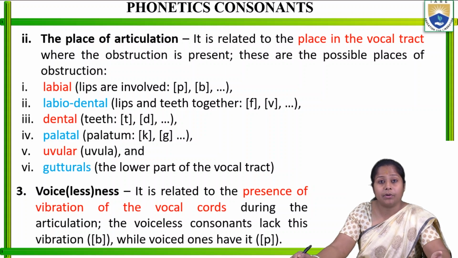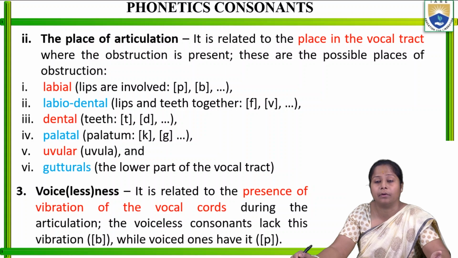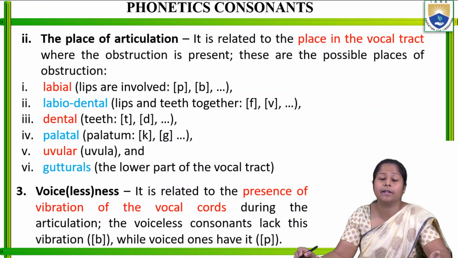Second is labiodental. That occurs when the lips and teeth together make some sound with respect to letters. So F, V. These are the letters that come under the labiodental.